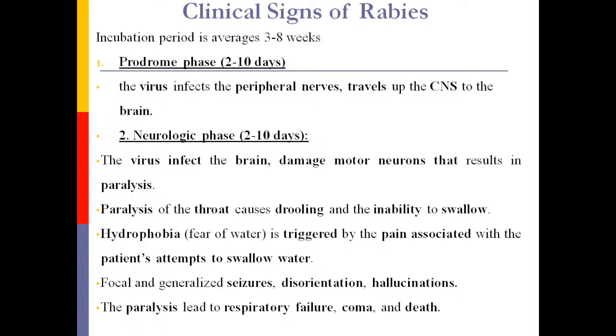It is a general result in rabies and in polio, because motor neurons are no longer connected with muscles. Paralysis of the throat causes drooling and the inability to swallow. The patient is unable to swallow saliva or water, even though swallowing is our normal reflex.